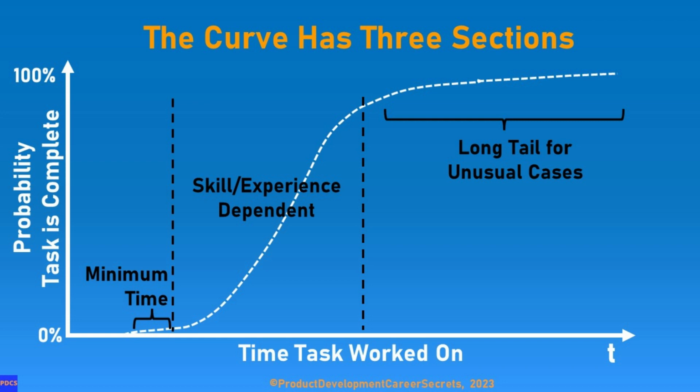No task can be completed in 0 time. There's always a minimum time to complete a task. Most of the curve is fairly linear, based on the skill and experience of the person performing the task. And there's a long tail for those unusual cases where everything totally goes off the rails and causes a long delay for various reasons.